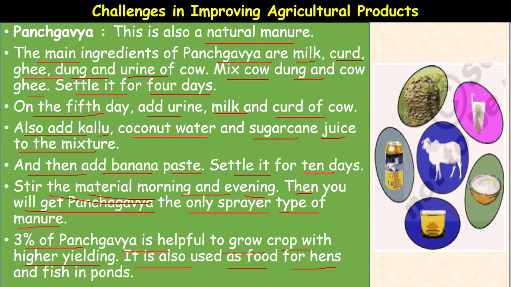First, we mix all the ingredients and allow them to settle for 4 days. Then, after that, we add some more ingredients like the urine, milk and curd of the cow, and kallu, coconut water and all these things, and allow it to settle for 10 days. Then thorough stirring and mixing of these materials in the morning and evening results in the production of Panchagavya. Panchagavya is available in the form of a sprayer type of manure. 3% of Panchagavya itself is enough to grow crops with higher yield.